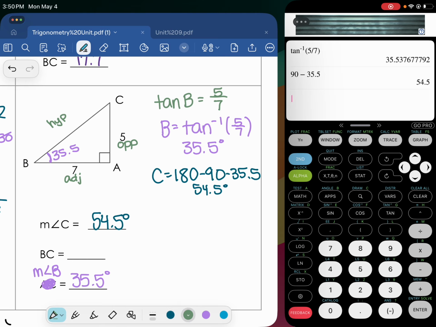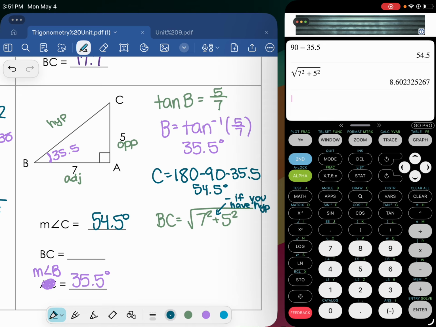And then I need to find side length BC. That's my hypotenuse. So just like I talked about on the last one, that side length is going to be the square root of the other 2 sides squared and added together. That will be a minus if you have the hypotenuse, but we do not have the hypotenuse, so it is plus. Square root, 7 squared plus 5 squared, 8.6.